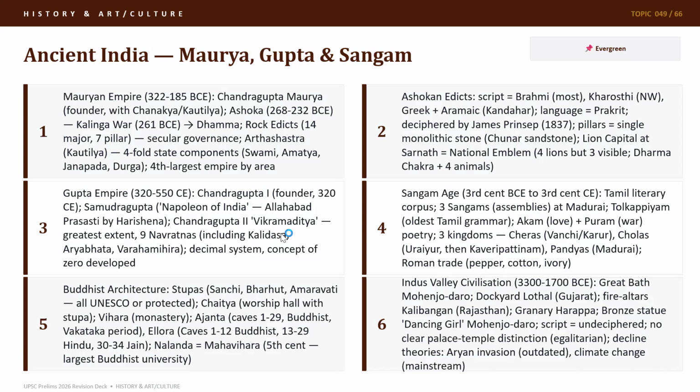Astronomist of his age. Kalidasa is famous for his literature. Decimal system was invented there, and the concept of zero was also developed. Sangam Age was from 3rd century BC to 3rd century AD.